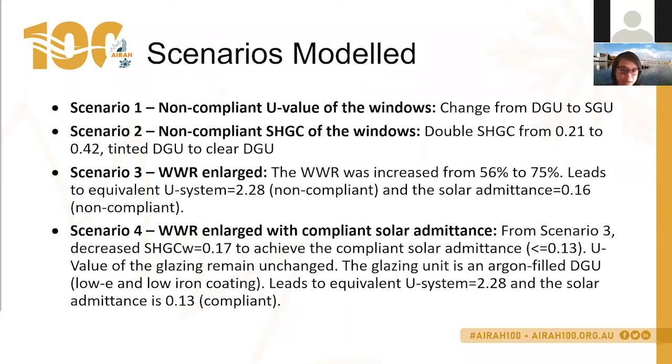So you can see that when we calculate the equivalent U system value, it is now 2.28 and the solar admittance is 0.16. They're both not compliant. With scenario 4, what we then did was to keep that window to wall ratio that we've enlarged it to, so 75%, but then try to improve the performance of our glazing so that now we have compliant solar admittance. Now, just a note here that it still doesn't comply from a U value perspective.